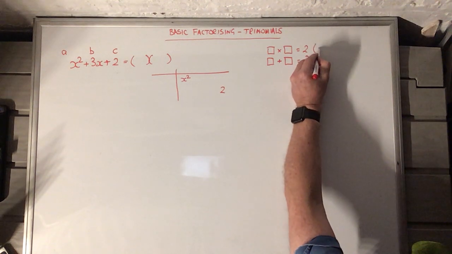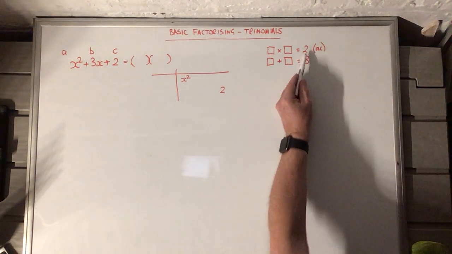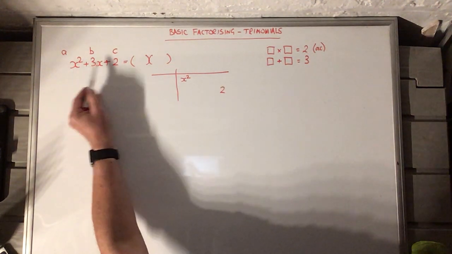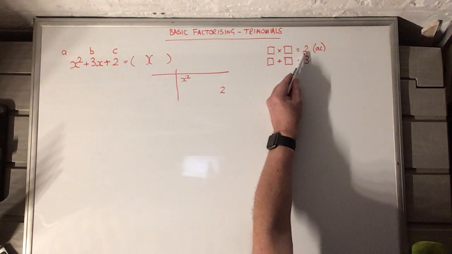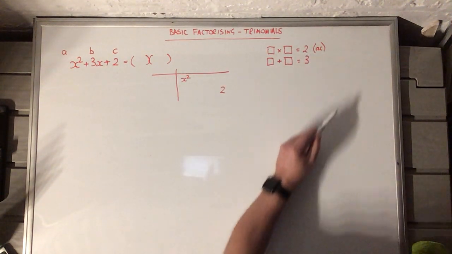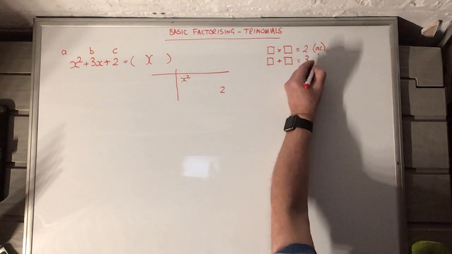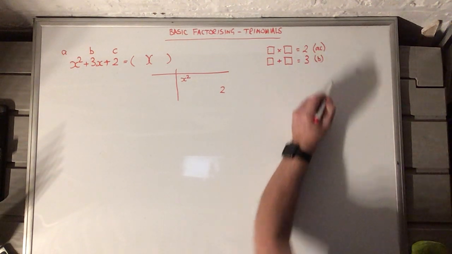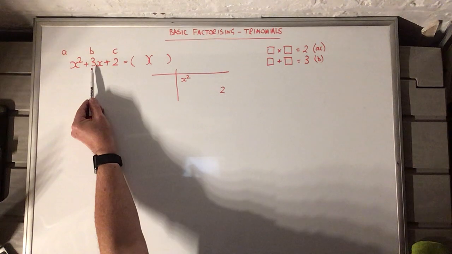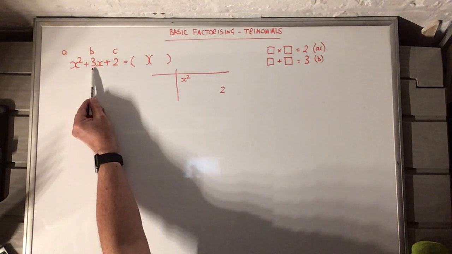So I'll just put that there, that's AC multiplied together to get 2. A times C gives me 2, so we'll multiply that, that's how we get the 2. And to get the 3, well that's just the B term, I'll just put that in a wee bracket, the B term, which is the middle part of your quadratic, positive 3.